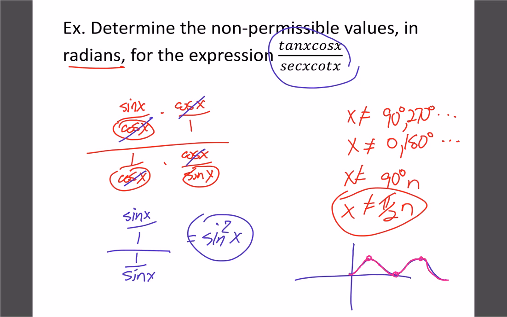So the original graph has some non-permissibles. Our answer doesn't. Sine squared x is totally fine. So if you graph these, especially on a newer calculator that has the different colors, you can see this show up a little bit easier. Alright, so that's it for that one. Let's do one more maybe.